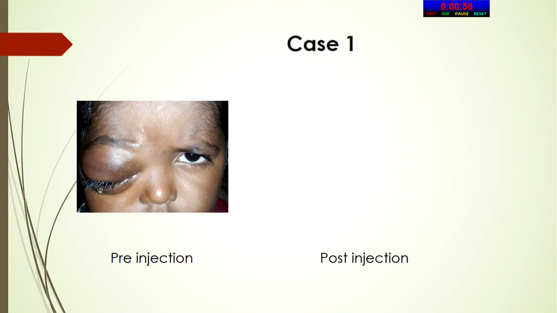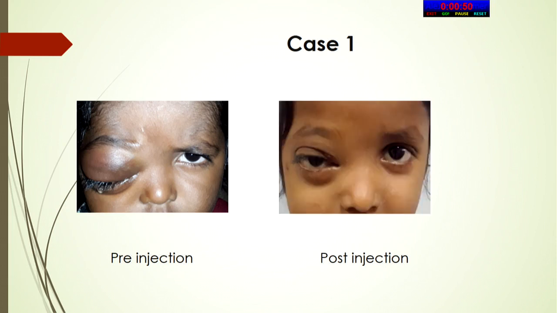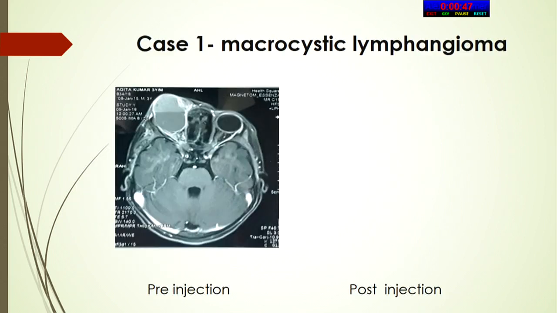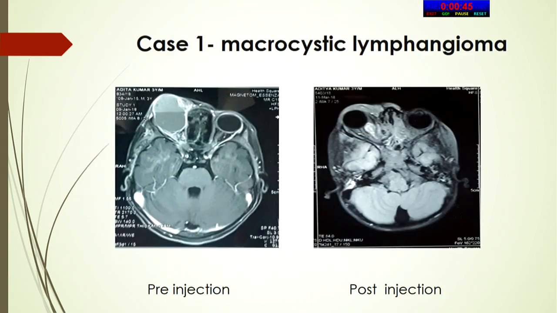This was a case which had a massive swelling and a proptosis, and this is the post-injection finding. These are the MRI pictures where you can see very clear fluid levels in this. And now after the injection, you can see how much the lesion has regressed.